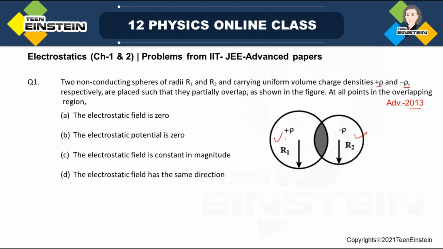So now the question is, what happens in this overlap region? There are four options. At all points in the overlapping region, the electrostatic field is 0; the electrostatic potential is 0; the electrostatic field is constant in magnitude; the electrostatic field has the same direction. So this is the question we have to answer.